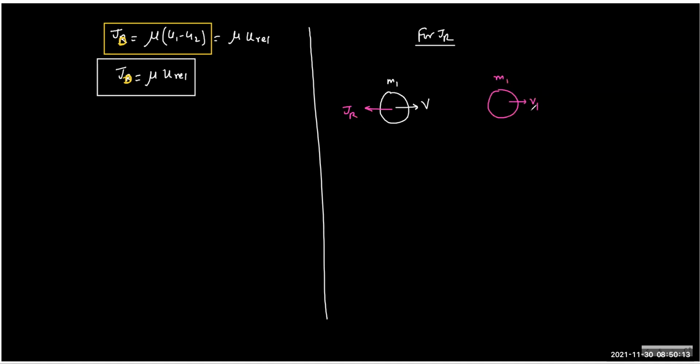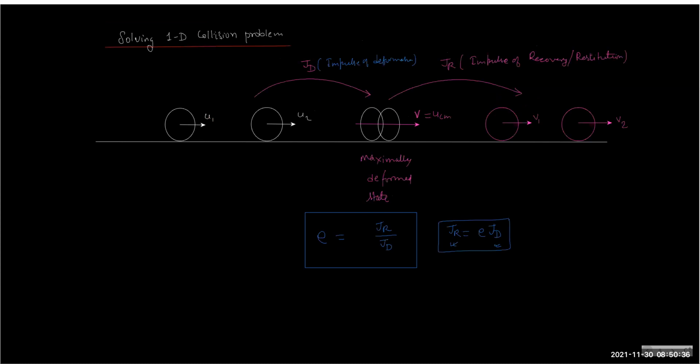Now you can also realize something: during collision, the bodies go from their individual velocities to one common velocity, and that is called the velocity at the maximally deformed state. And that common velocity is very famous, it is equal to the velocity of the center of mass. So you may be asked in the examination, what is this v? This answer is very important.